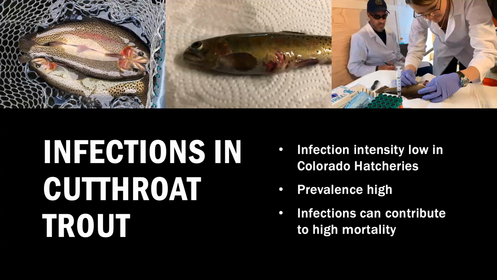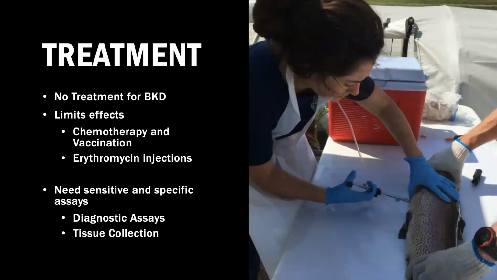Specifically, in cutthroat trout reared in Colorado hatcheries, infection intensity, or the loads of bacteria per individual, has been low, but prevalence has varied from low to high. However, due to the nature of bacterial kidney disease, some environmental stressors may contribute to disease or high mortality events among infected fish, which is one of the reasons I mentioned that RSAL is regulated. Currently, there is no treatment for bacterial kidney disease or RSAL infections, but there have been some methods to limit transmission, including chemotherapy and vaccination, which include erythromycin injections. But because there is no treatment, detection is key to preventing RSAL infections in hatcheries.